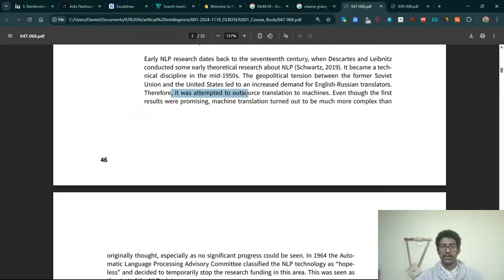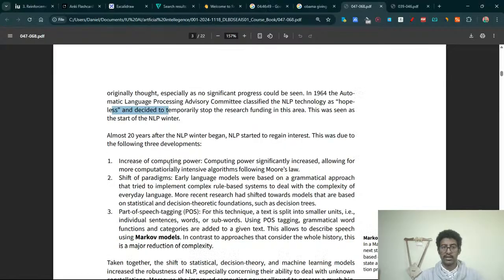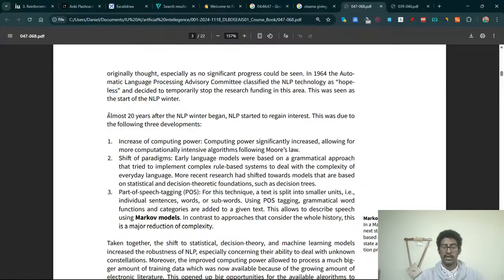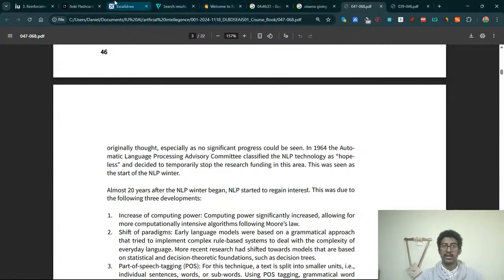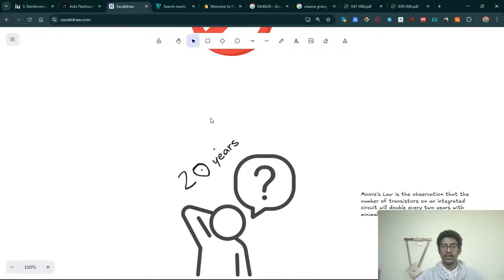So as I told you, they attempted to outsource translation to machines, but no significant progress could be made. Then it became hopeless. So after 20 years, NLP began, and interest started to regain. They made it in 1964, which means if it started in the 1950s, it would be in the 1970s.